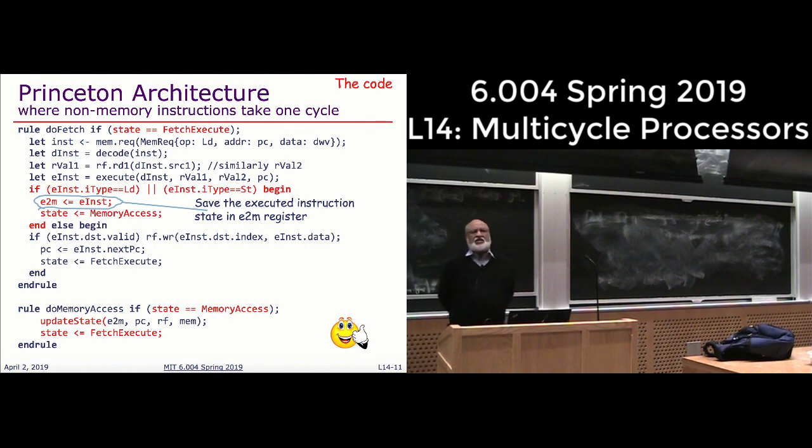And this is what the second rule looks like. If the state is memory access, these 2 rules are mutually exclusive. Either you are in the fetch stage or you are in the memory access stage, right? If you are in the memory access stage, then you update the register file as we used to, and the state becomes fetch. Go back to the fetch execute stage. I think I'm goofing up with names here. I have called the rule do fetch. It should be called, no, the state name is fetch execute. That's fine.